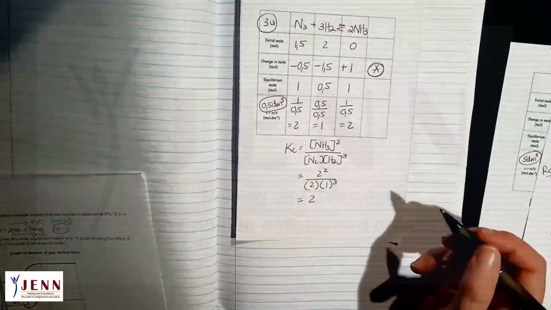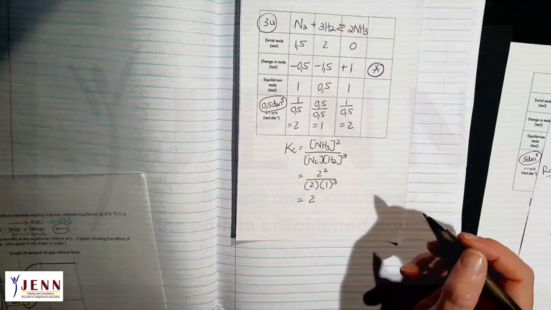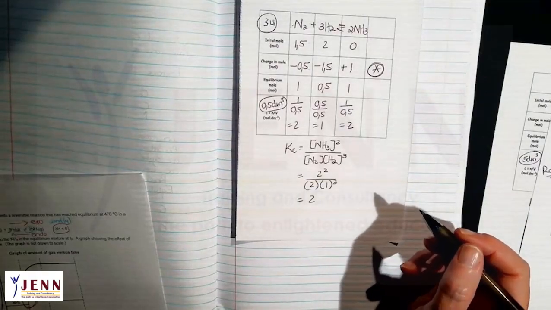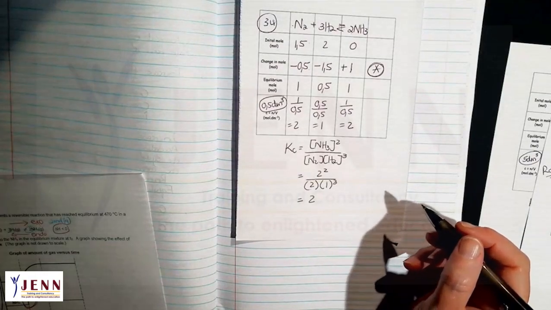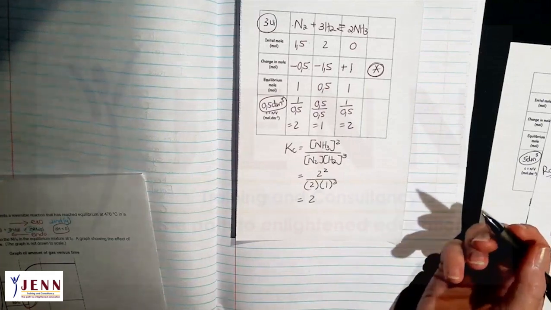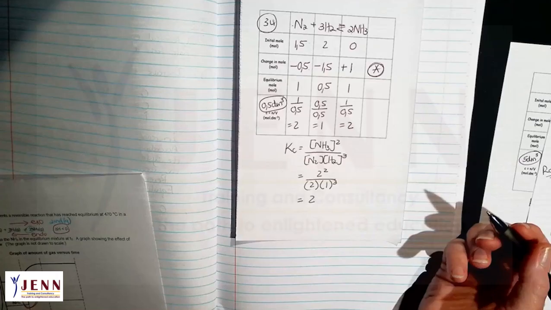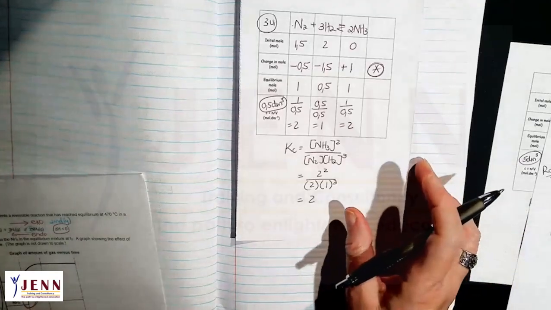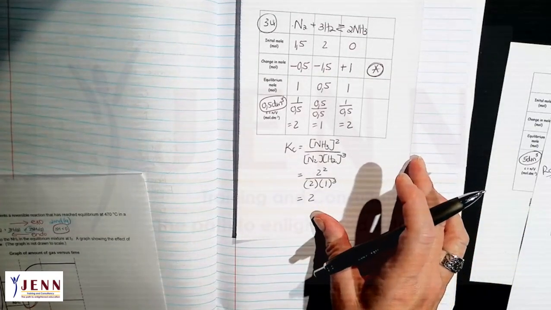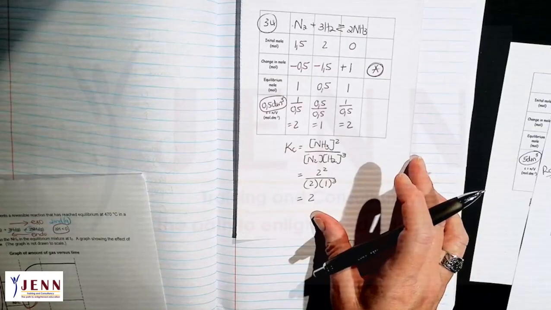So if I compare this one and the previous one, this engineer was more effective than the previous one because Kc is now 2. But this one will cause more money to be put in because he increased the NH3. Okay, so that is your Kc calculation.